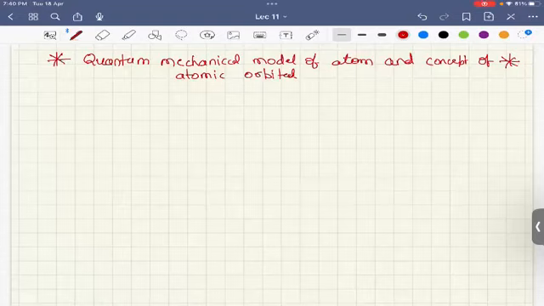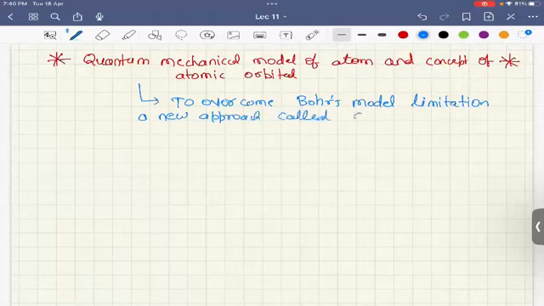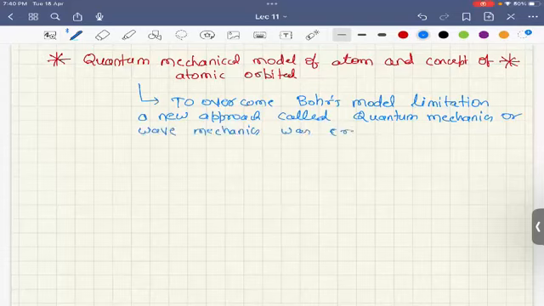Therefore, the scientists started looking for a model which could incorporate the dual nature of matter and the uncertainty principle, right? And this resulted in a new approach called quantum mechanics or wave mechanics. To overcome Bohr's model limitation, a new approach called quantum mechanics or wave mechanics was created, right? This is a branch of science that takes into account the dual behavior of matter.